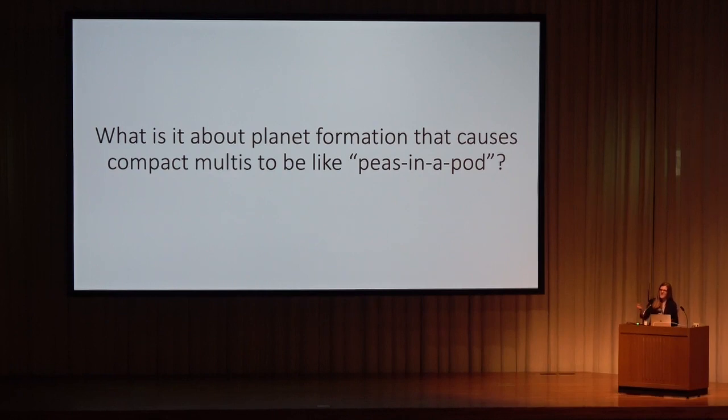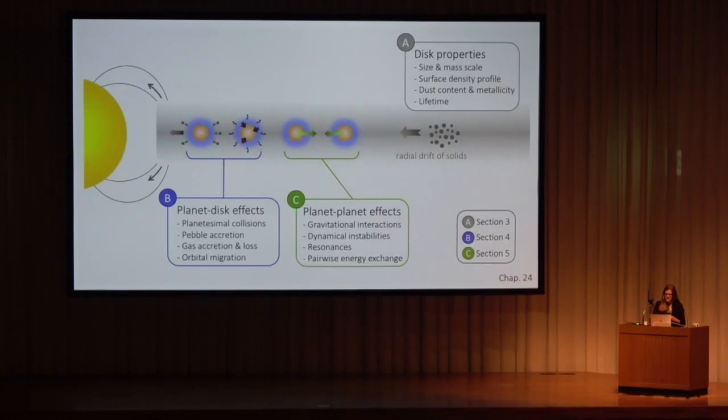I'm going to spoil this slightly and say that I think we're still not sure about what the dominant drivers of the peas in a pod phenomenon are. There are several viable theories that have been proposed, and this is still a very active area of research. Fortunately, though, by trying to answer this question, we can learn more about the physics of planet formation. So I'm going to spend the rest of the talk discussing these physical mechanisms.